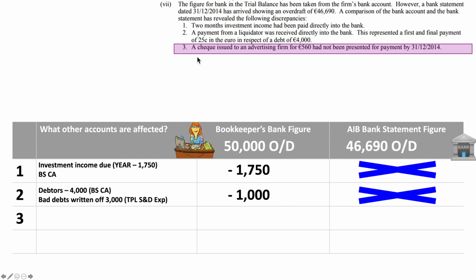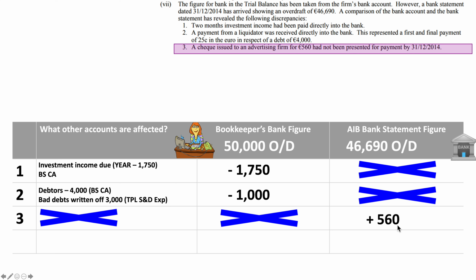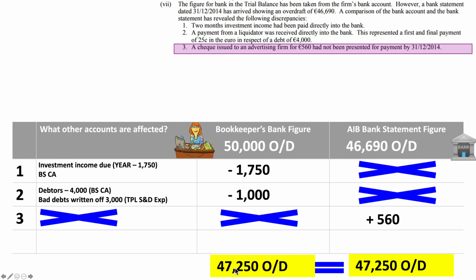Then number 3, a cheque issued to an advertising firm for €560 had not been presented for payment by the 31st of the 12th. The bookkeeper has given it to the advertising firm, but they just haven't gone into the bank and presented it. When they do, this bank overdraft figure is going to increase by €560. So we should have the same bank figure here, €47,250 overdraft, and that's your bank figure.